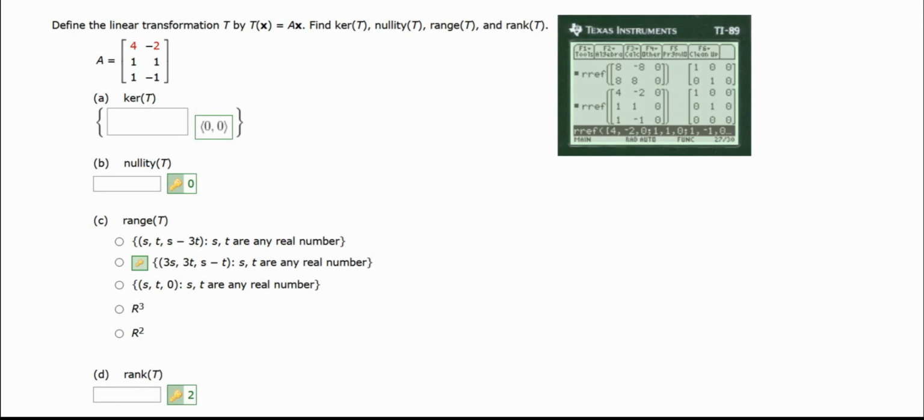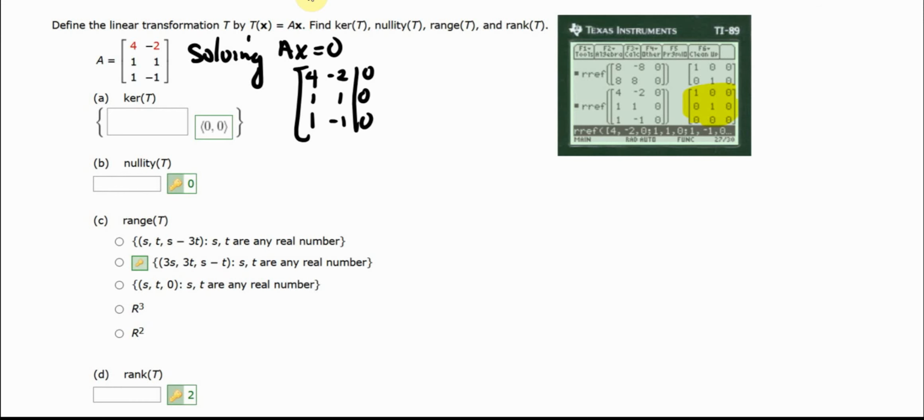Okay. I think it was this problem that I had issues with. So over here you can see the reduction, and what am I solving? I am solving the solution space of Ax equal to 0. I am solving Ax equal to 0. So I'm doing this. This is 4, 1, 1, negative 2, 1, negative 1. This is 0, 0, 0. That's what I'm doing. And when that's reduced on your calculator, I get 1, 0, 0, 0, 1, 0, 0, 0, 0. Okay.